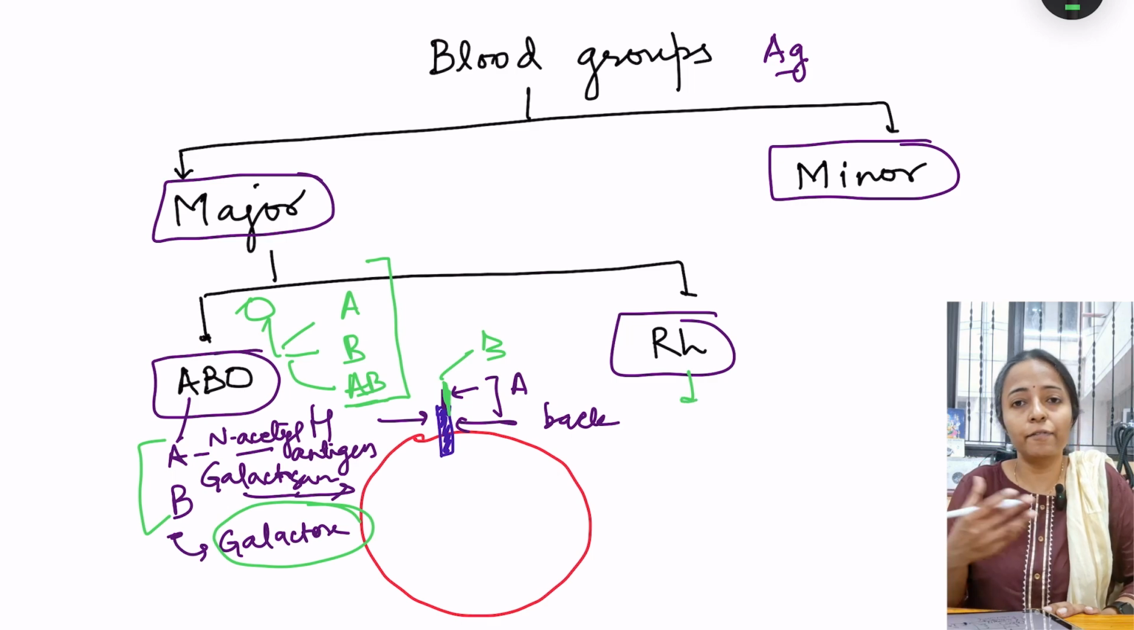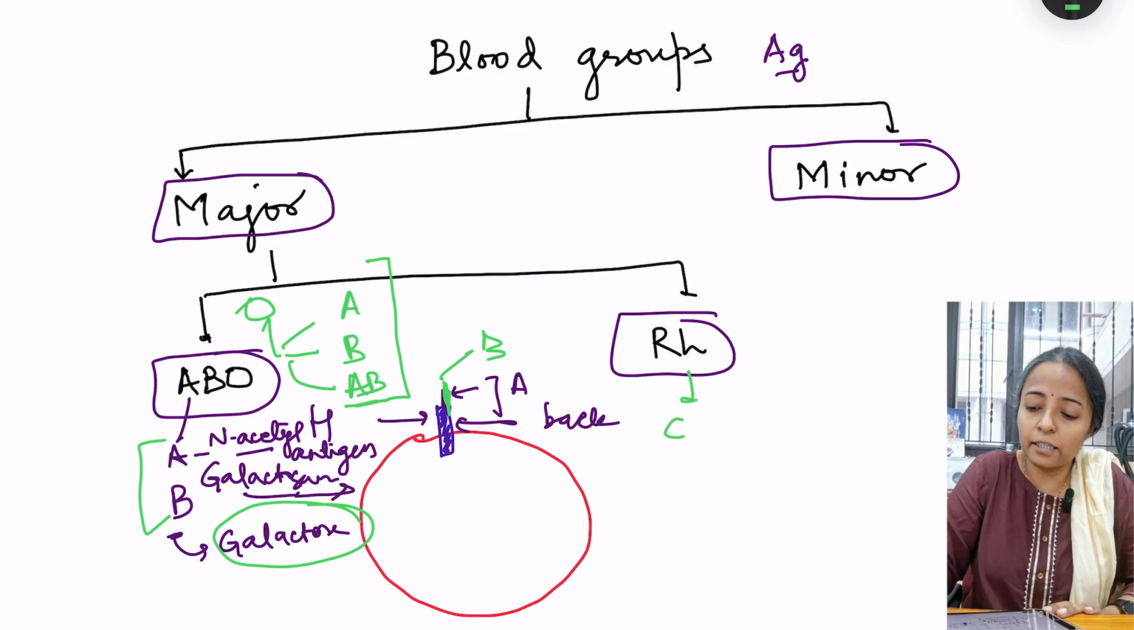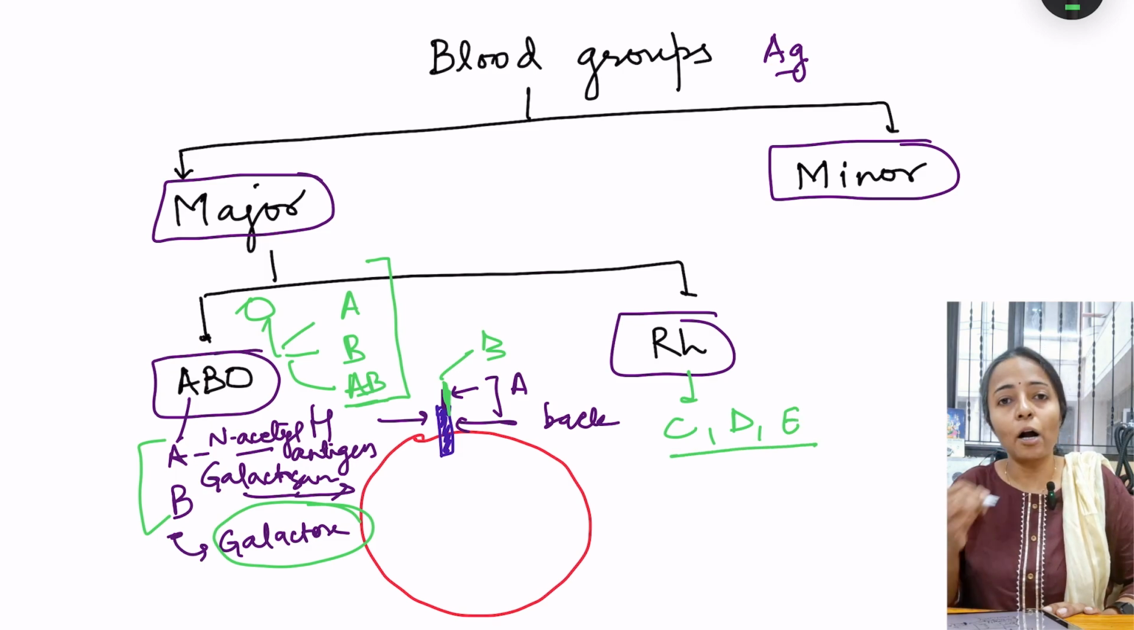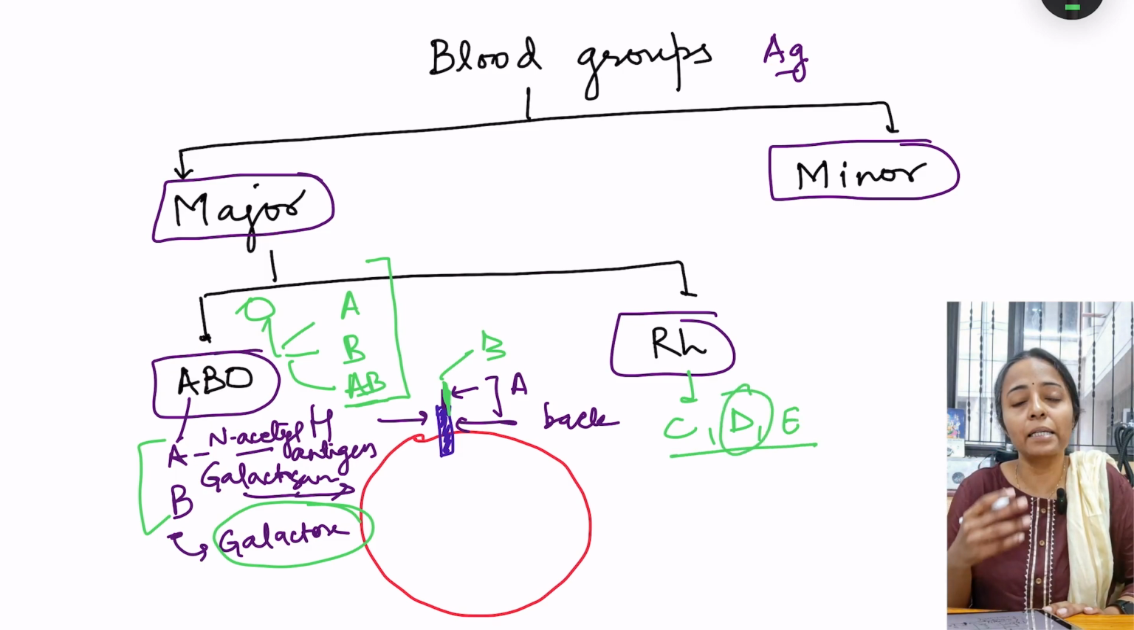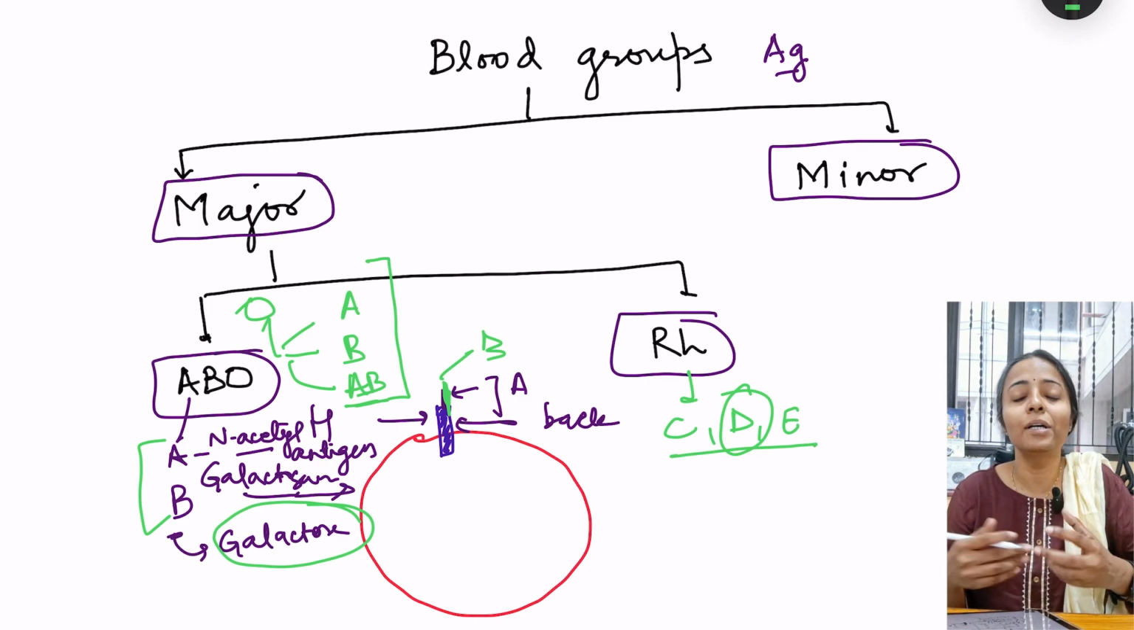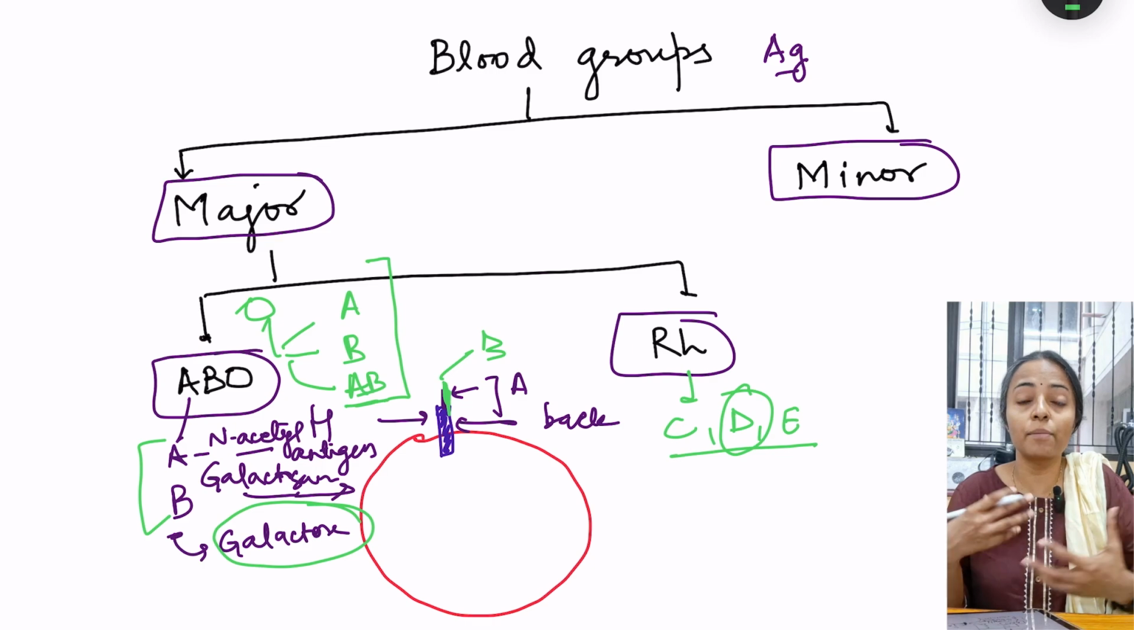In RH, again, there are different types of antigens. There are 3 major antigens, that is C, D and E. Out of these, we talk mainly about D because it has the maximum antigenicity. Antigenicity, again, is the ability to elicit the immune response, the ability for the generation of antibodies.